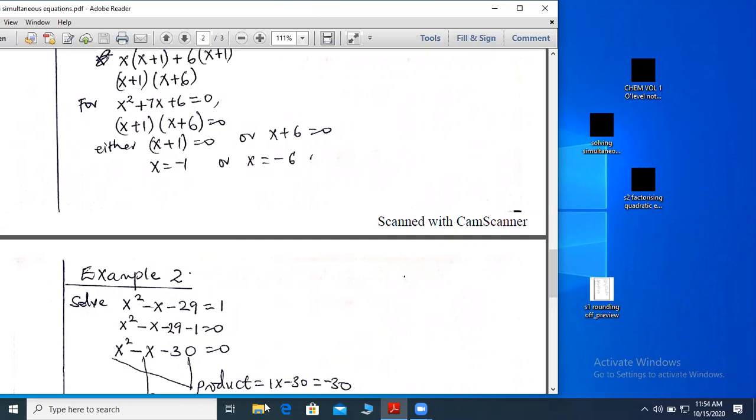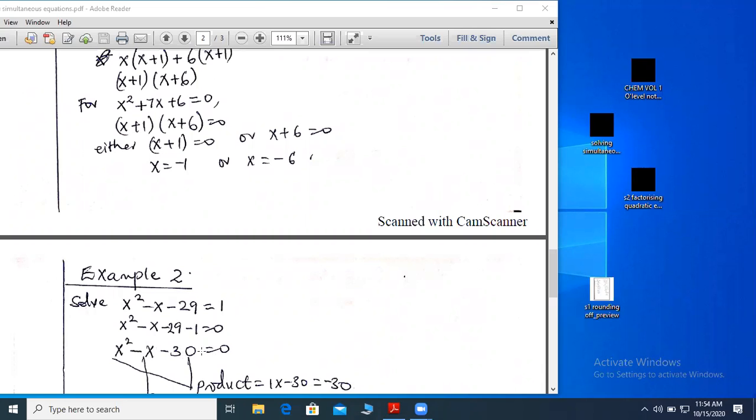So what we shall do here is to first take this 1 to cross equal signs and it becomes a negative. So we shall have x squared minus x minus 29 minus 1 equal to 0. And finally we have x squared minus x minus 30, which is equal to 0.